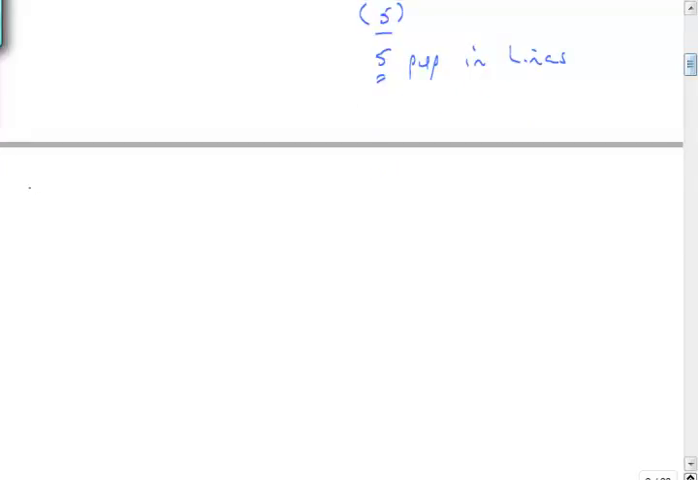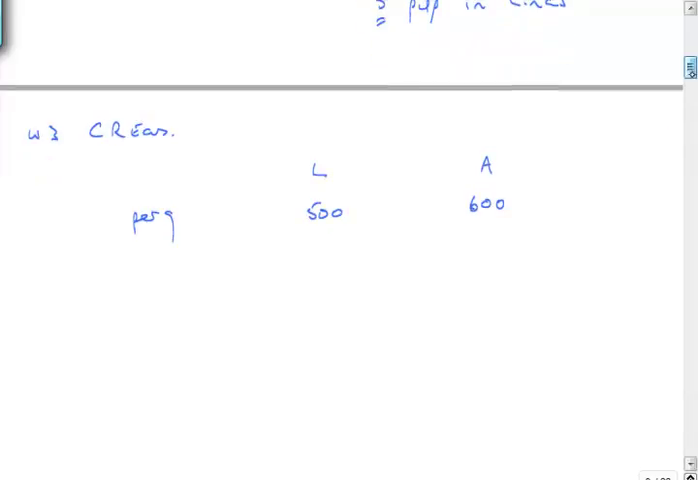So now we can do working 3. Consolidated retained earnings. And we have Linus and Asta per the question. Retained earnings of 500 and 600. Is it a mid-year acquisition? No, we bought it on the first day of the accounting period. We have a PUP, it's in Linus, of 5.